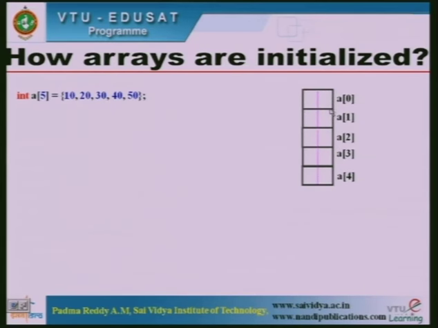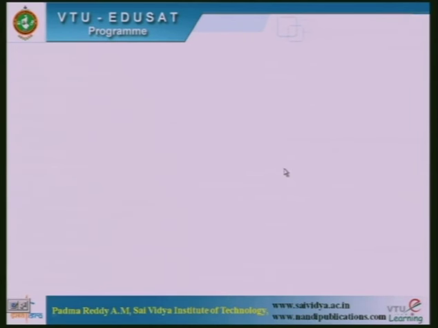So this memory location is identified by A0, this is A1, this is A2, this is A3, and this is A4. So in these locations, what is stored? 10, 20, 30, 40, 50 is stored. So here 10, 20, 30, 40 and 50. This is how arrays are initialized.